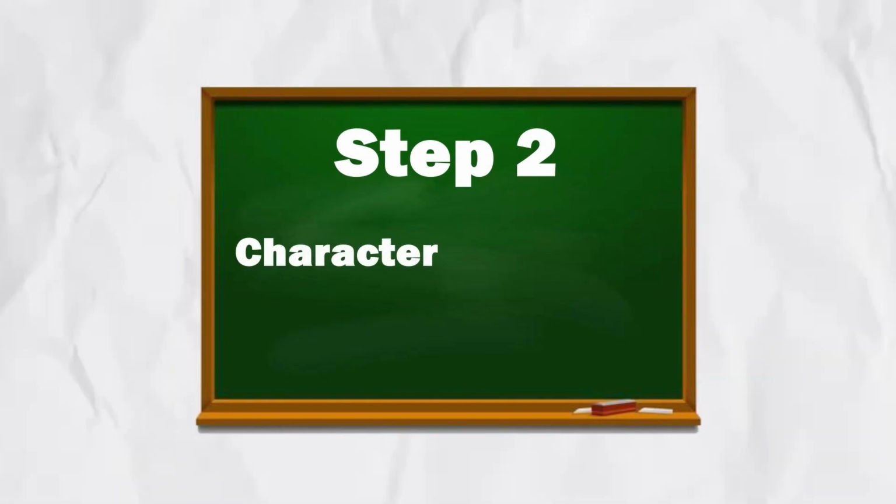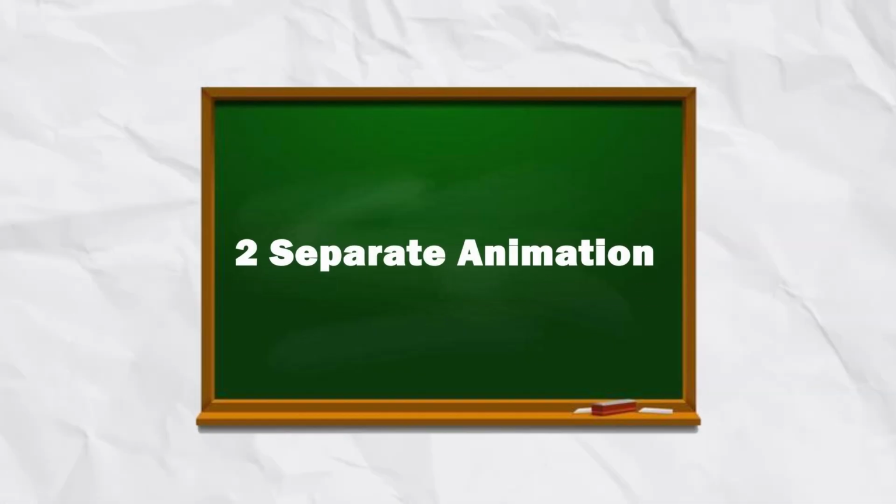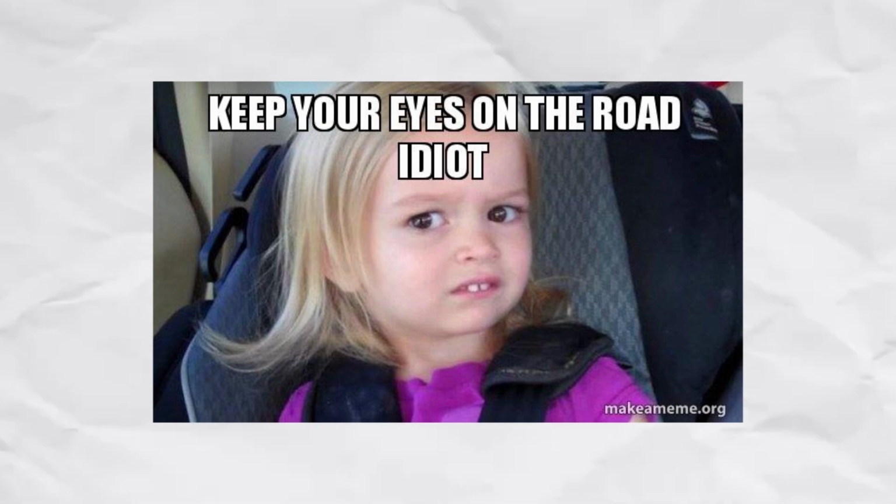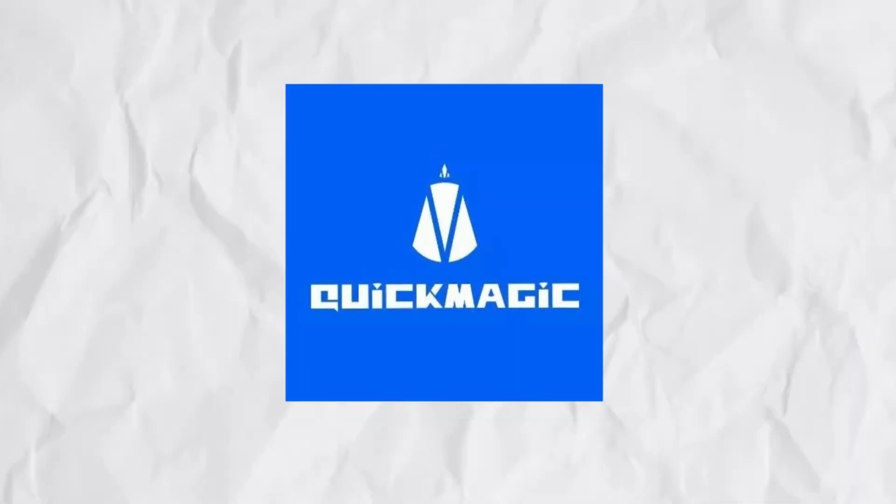Step 2. Character animation. For this horror short, I needed two separate animations. One, a subtle hello gesture as the main character drives past the figure. And two, an animation inside the car where the character points at the road, signaling him to keep his eye on the road. To create these animations quickly, I used QuickMagic.